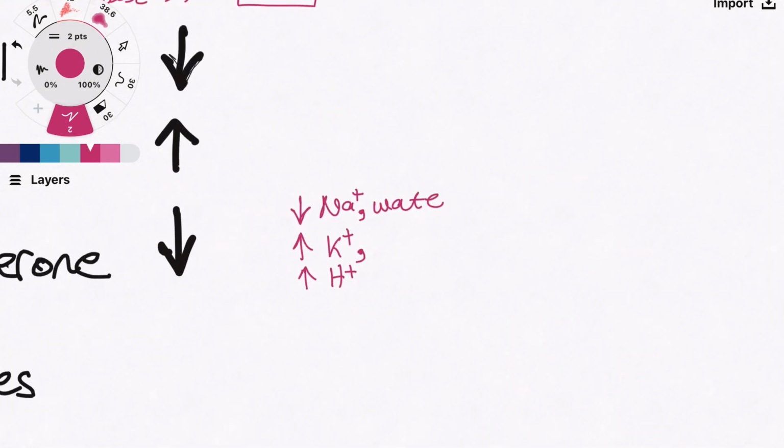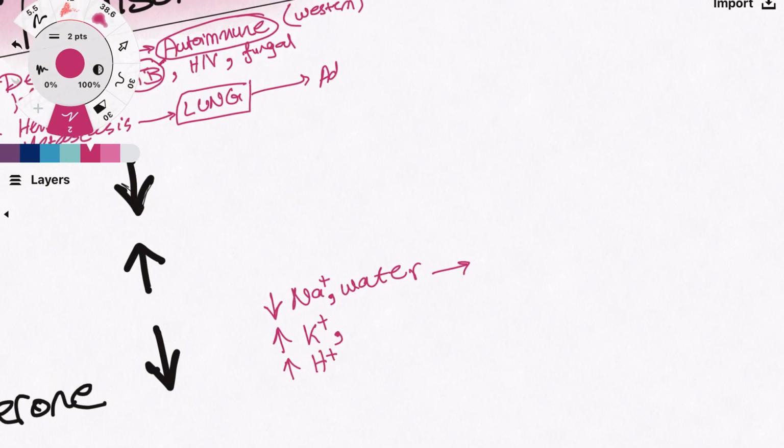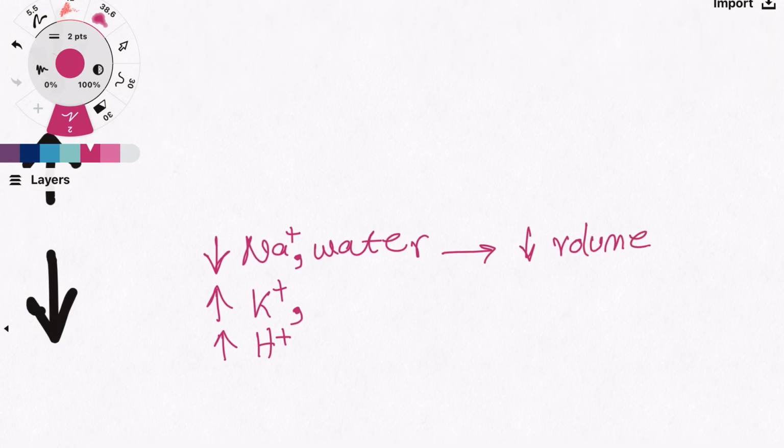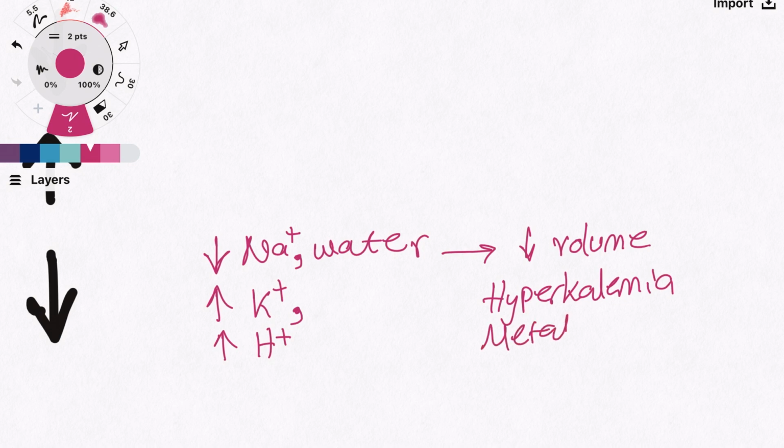Now, when we have low sodium and water, what does this mean? This means that we have low volume, a decrease in the intravascular volume. And when we have high potassium, this means hyperkalemia. And elevation of protons means that we have metabolic acidosis.